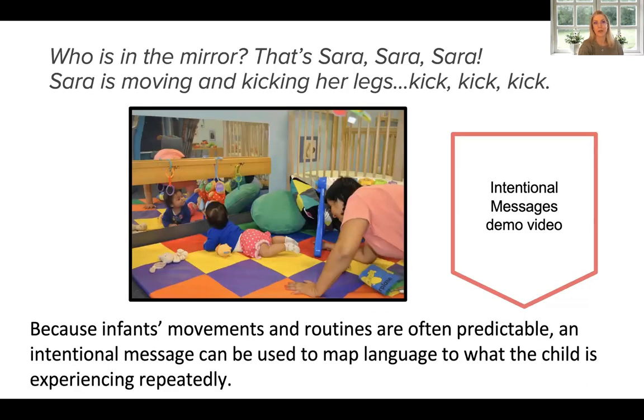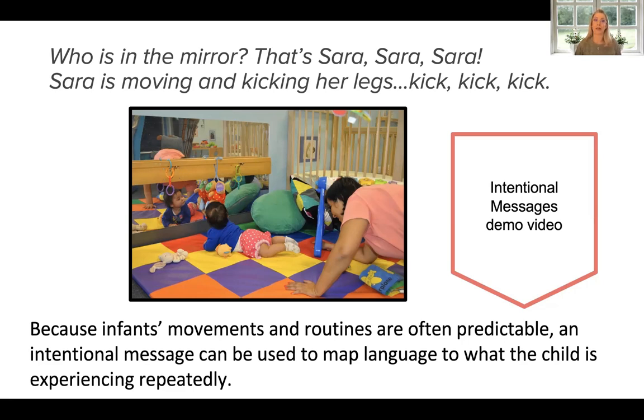So use the intentional message to describe what the child's doing in the moment. So again, infants' movements and routines are often predictable. So the intentional message is there to really map language to what the child is doing and experiencing over and over again. So in this case, we have an infant that after nap time, one of her routines is to have a little time in the mirror, and it helps her to wake up and get activated and her body moving. So on the mat, she's looking at herself in the mirror.